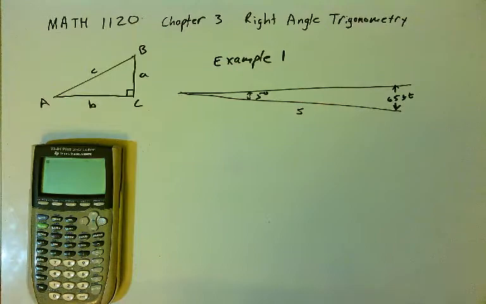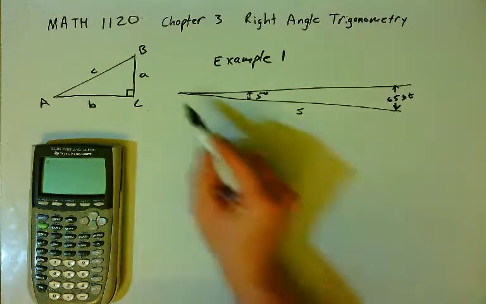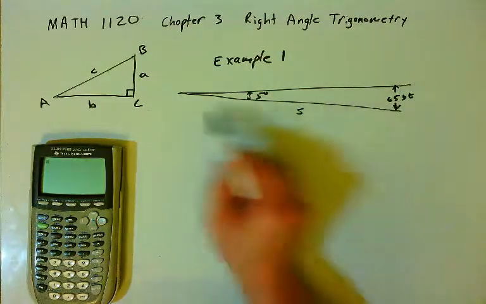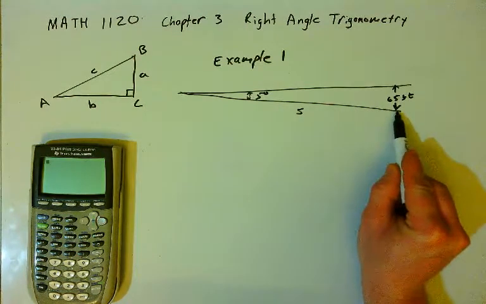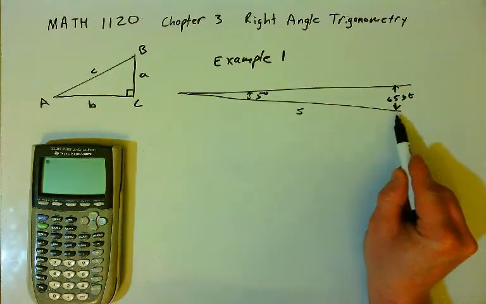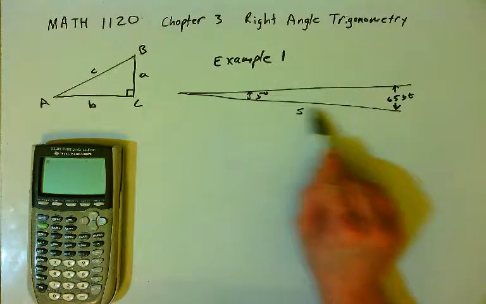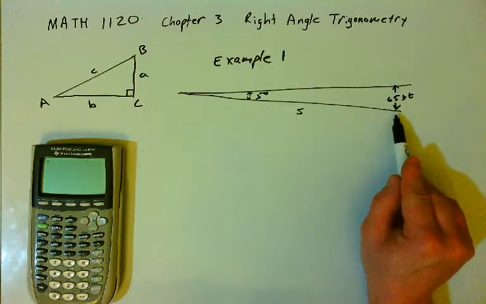Example 1 says a mine shaft extends down at an angle of 5 degrees. How long will the shaft have to be to reach a vein of ore which is 65 feet directly below the surface? And so we have the surface of the ground. We have a mine shaft going down at an angle of 5 degrees, and we're trying to reach a vein of ore that is 65 feet below the surface. And so how long does the shaft have to be to reach this depth?